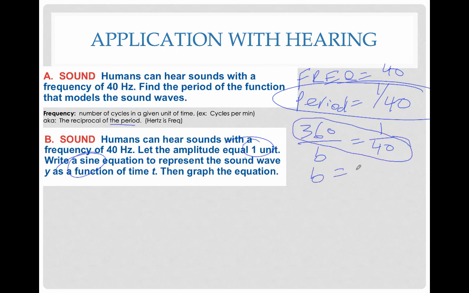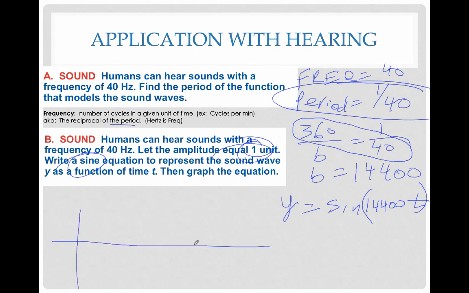Cross multiply. b is equal to 360 times 40 divided by 1. 14,400. So my equation is y equals, they said amplitude was 1, sine of 14,400 t. This is a time, okay? And now how do you graph this, okay? We graph it. We get done in 1/40th. You can't see. This is going to be like a sound wave that's going to look like this, right? It's going to go so fast, right?